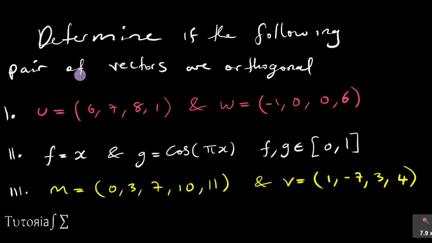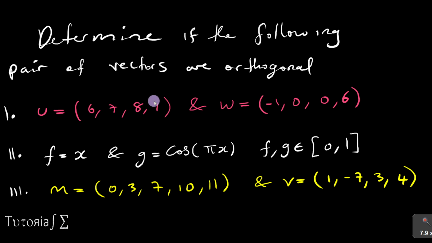Determine if the following pair of vectors are orthogonal. So we have u, which is equal to 6, 7, 8, 1, w, which is equal to negative 1, 0, 0, 6. The second one, f is equal to x, g is equal to cos pi x, on this interval. So f is equal to x and g is equal to cos pi x, and f and g are part of this interval. Then m is equal to this, 0, 3, 7, and v is equal to that. So these are the two questions.